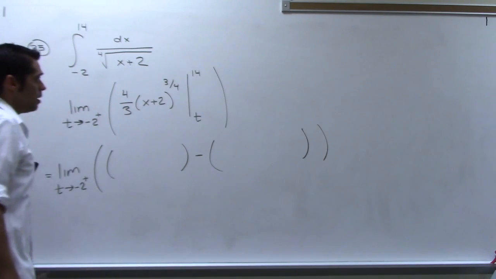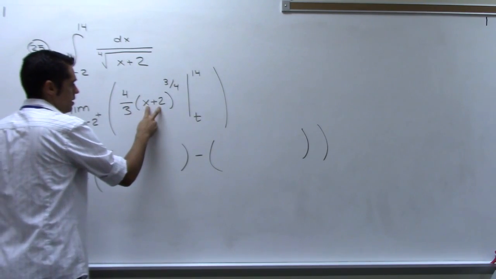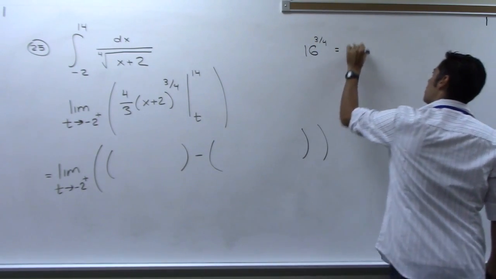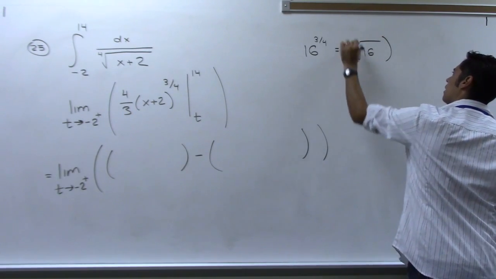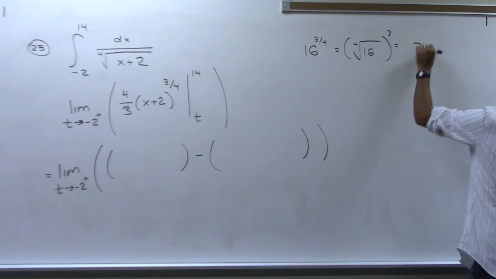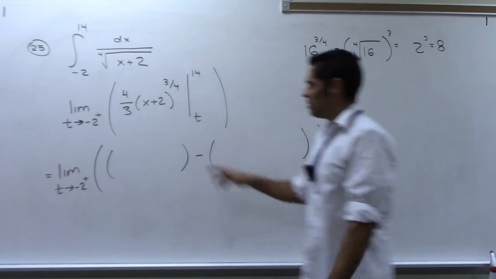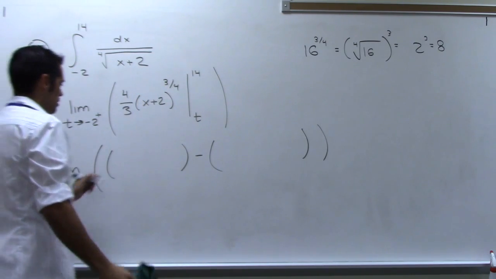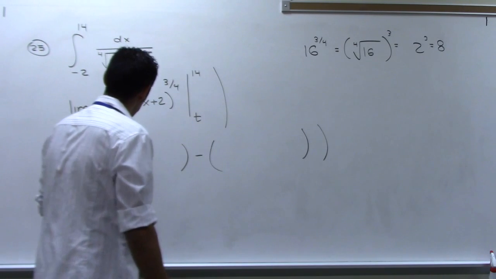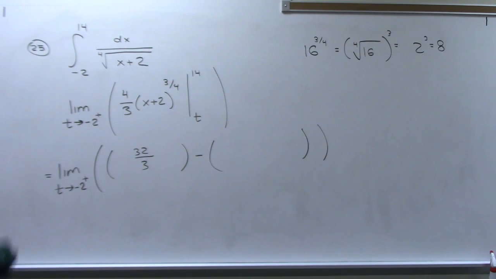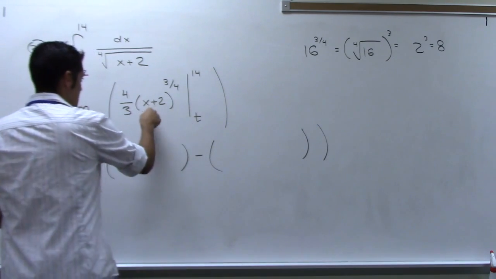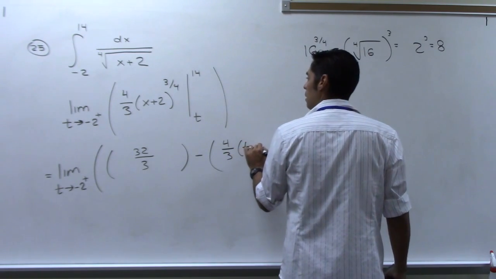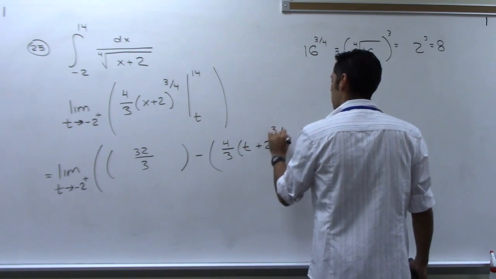All right, so we plug in 14 first. So 14 into here, we get 16. 16 to the 3/4 is the same as the 4th root of 16 cubed. The 4th root of 16 is 2. 2 cubed is 8. So when we plug in 14, we get 8 here. Then times 4. 8 times 4 is 32. 32 over 3. And then we plug in t. So replace t in here. We get 4/3 (t plus 2) to the 3/4.